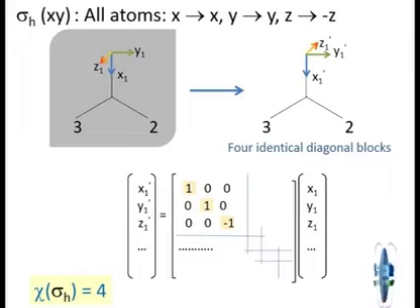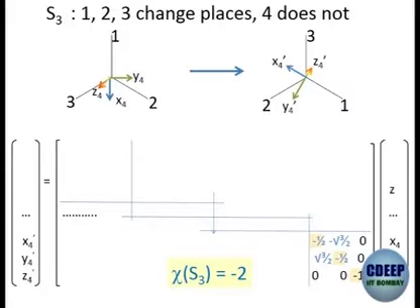Are you with me? Sure? Now S3. What happens when I do S3? S3 is similar to C3 in that 1, 2 and 3 interchange places, and 4 remains in its own place. What is the only difference? You are doing an additional reflection. So, Z will become minus Z, that is all. This is the only block you have to worry about. From X and Y, you already know you will get minus half, minus half. For Z, you were earlier getting plus 1, now you will get minus 1. So, minus half, minus half, minus 1, minus 2.